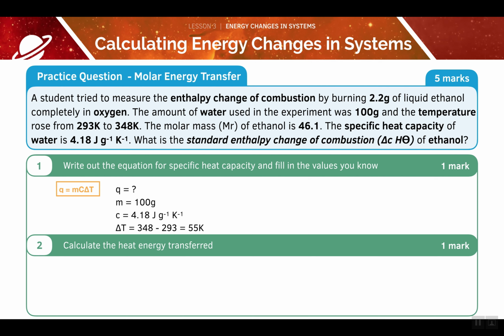Now we can calculate the heat energy transferred. So here we need to do Q equals our mass, which is 100, times c, which is 4.18, times 55. This gives us an answer of 22,990, and this is in joules.